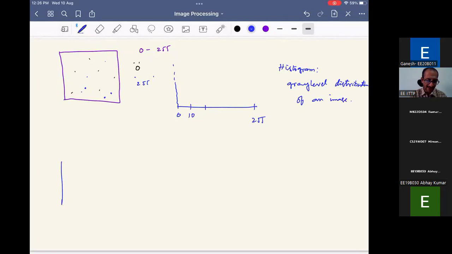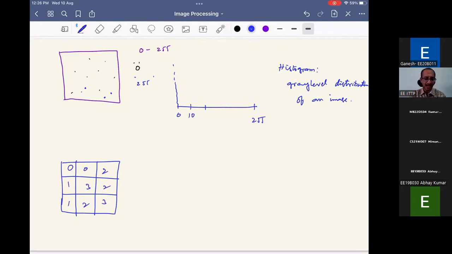If you want an example, we can have a 3x3 image. Consider the pixel values 1, 1, 0, 0, 2, 2, 2, 3, 3 for a 3x3 image patch, and I want to know the gray level distribution. How many pixels have 0 intensity? How many have intensity 1? How many have 2? And how many have 3? This distribution is referred to as a histogram.